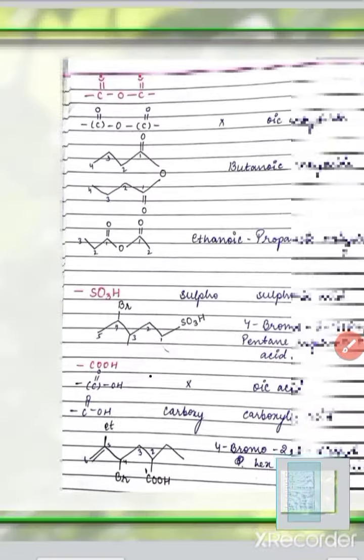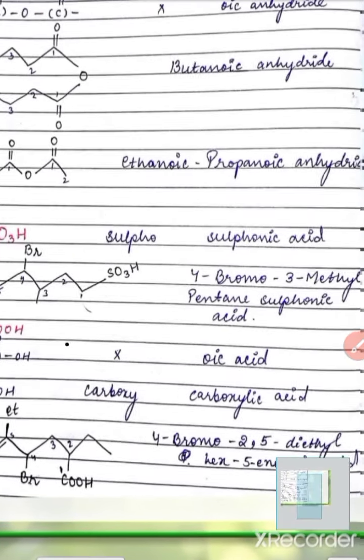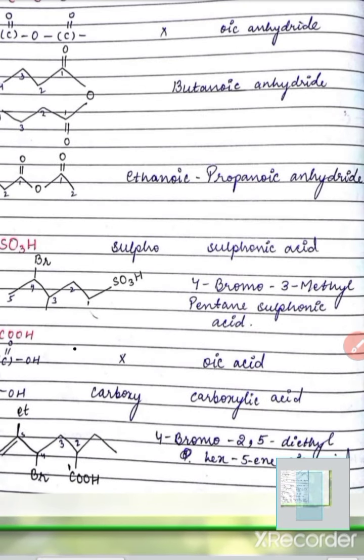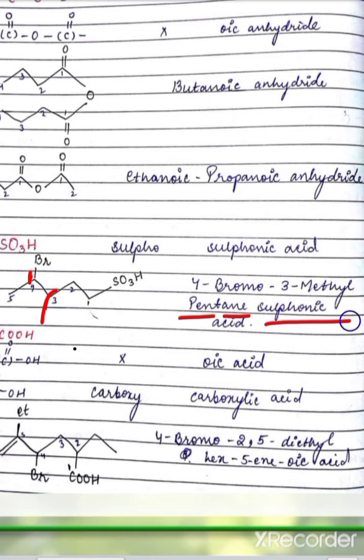So its name will be 4 bromo. At fourth position we have the Br group, 4 bromo, 3 methyl. The main parent carbon chain is of 5 carbon, so pent, no unsaturation, ane, and sulfonic acid as suffix.